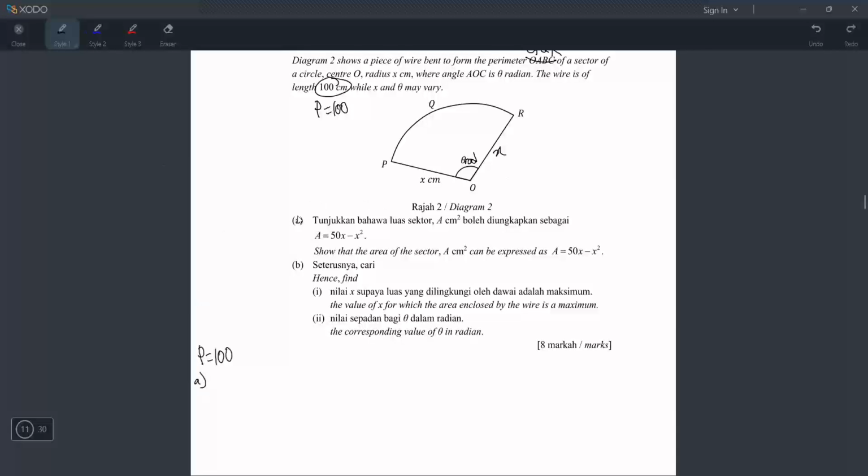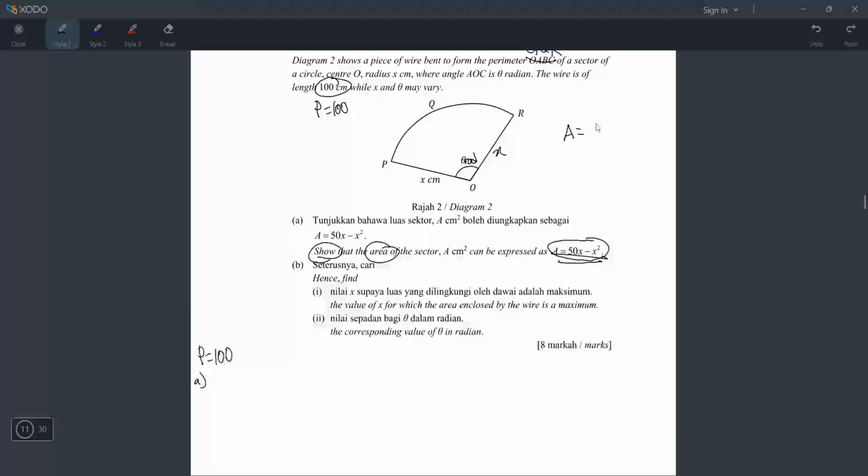Okay, let's not do anything and see what the question says. A says what? Show that the area of sector can be expressed as this. So they want me to show the area. So we have to find the area of sector. And if they want me to show, it means my final answer should look like this, right? So let's find the area. How to find area of sector? Which formula will I use?